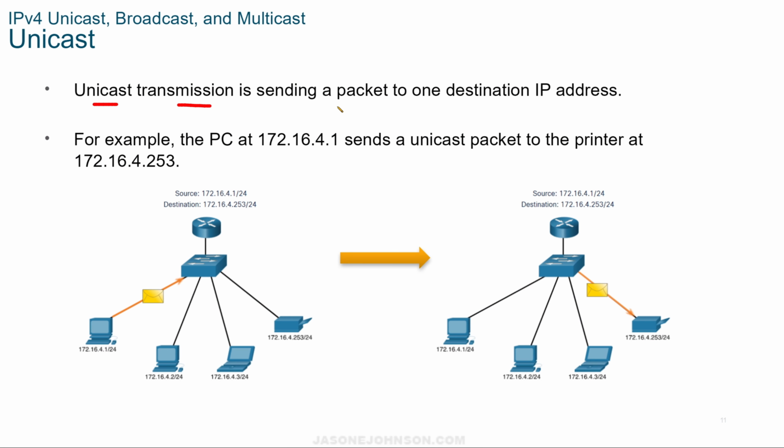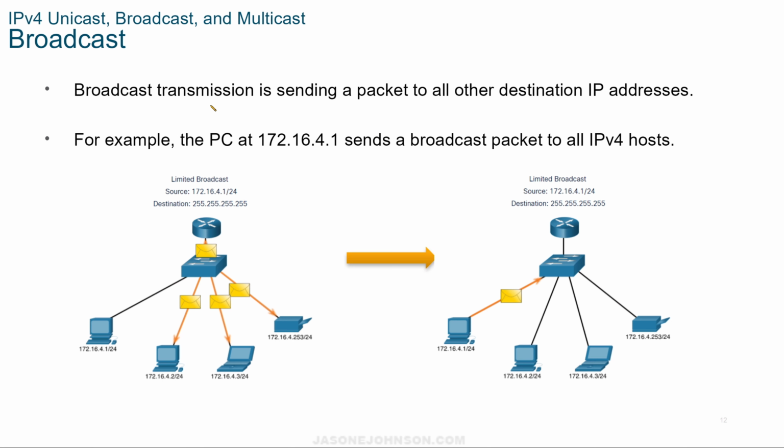The unicast transmission is sending a packet to one destination IP address. That's uni, or 1. So for example, the PC at 172.16.4.1 sends a unicast packet to the printer at 172.16.4.253. So 1 to 1. In a broadcast transmission, the packet is sent to all other destination IP addresses. For example, the 172.16.4.1 PC sends a broadcast packet to all other IPv4 hosts.